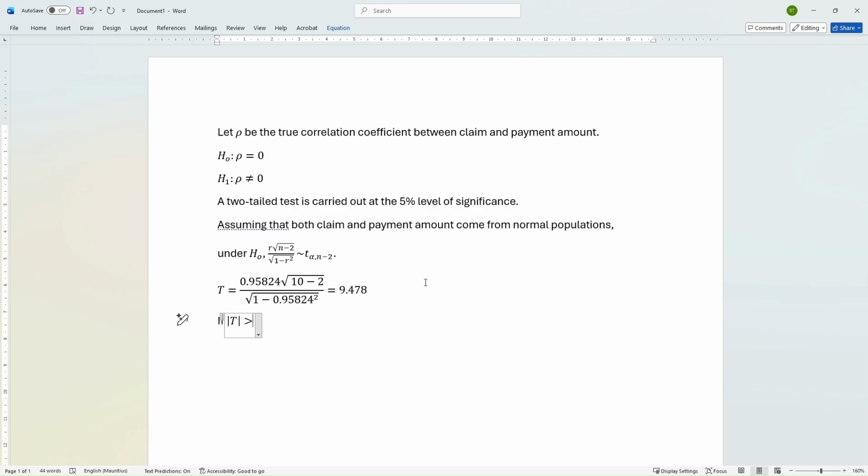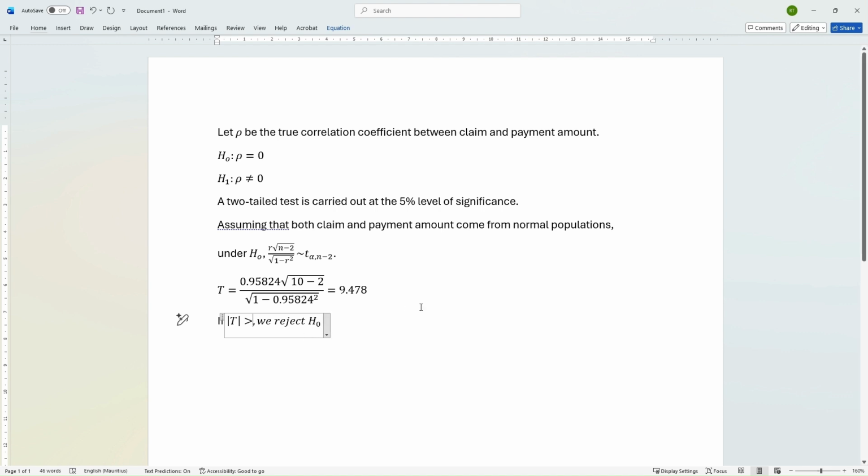Now, if t is greater than what? That is a critical value. We reject. We reject what? We reject H0. Note: if t is greater than what value?